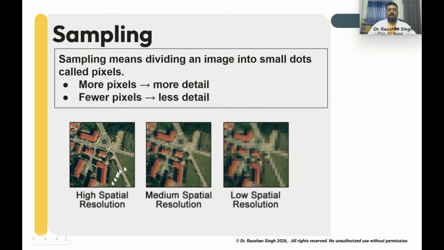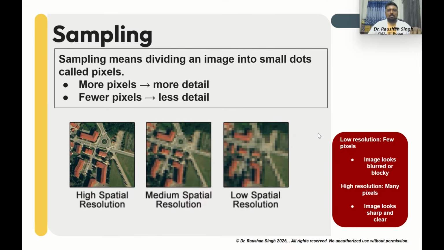You can have a look at this high spatial resolution image, then the medium spatial resolution and the low spatial resolution. From these three, you see that if the resolution is less, the quality of the image is going to be less because you have fewer details to see. In other words, low resolution means fewer pixels, and fewer pixels means the image looks blurry or is not clear to our eyes. High resolution means more pixels, and because of that the image looks sharp and clear. The clarity increases, as available here in the high spatial resolution image, compared to the low spatial resolution.